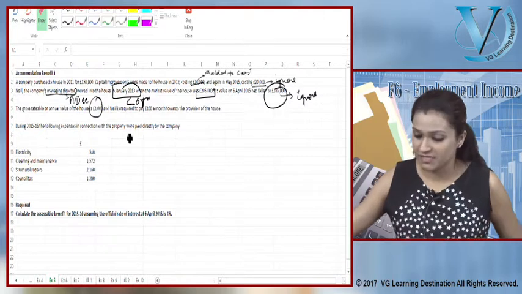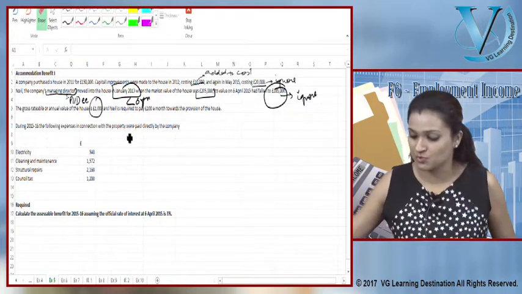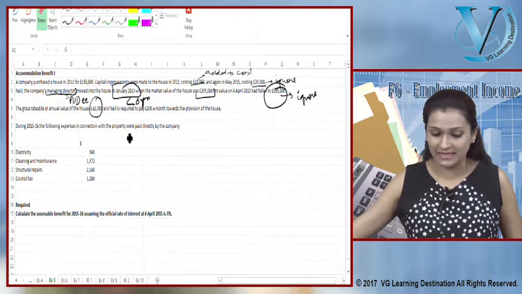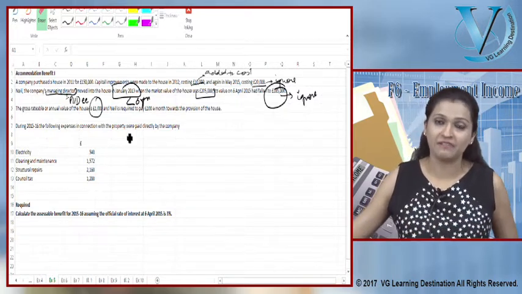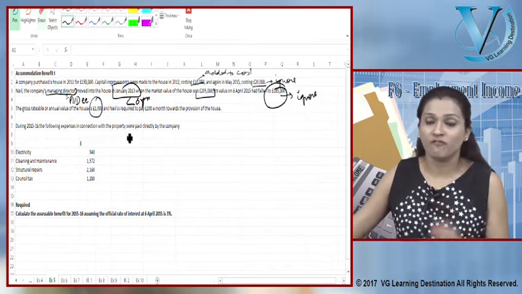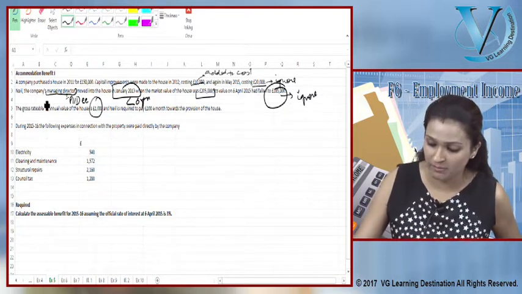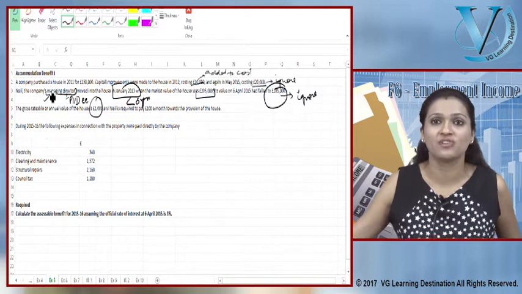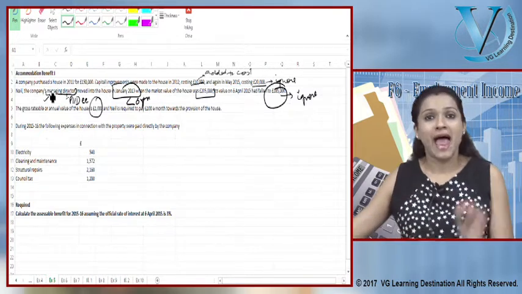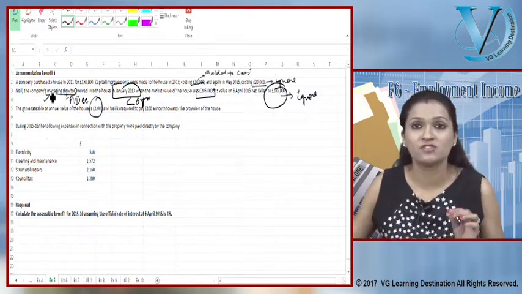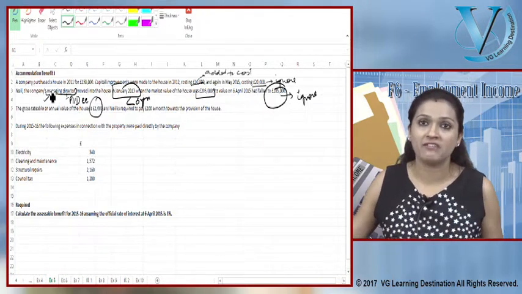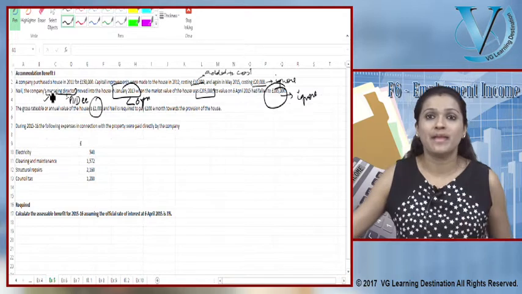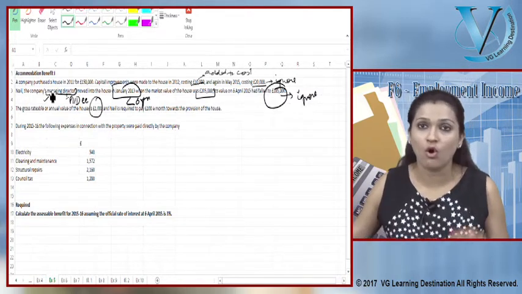During 15-16, the following expenses in connection with the property were paid directly by the company. So we are going to find out which of these ancillary benefits are going to be taxable for this P11D employee because Neil is a managing director of the company. Had this not been told to us, we should have been given enough information to find out whether the 8,500 earnings test is applicable to Neil or not.